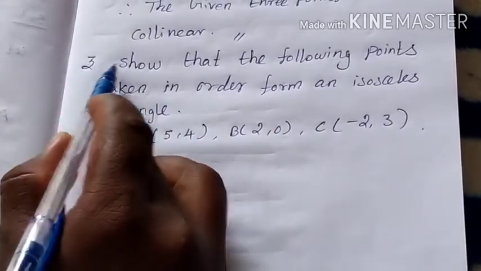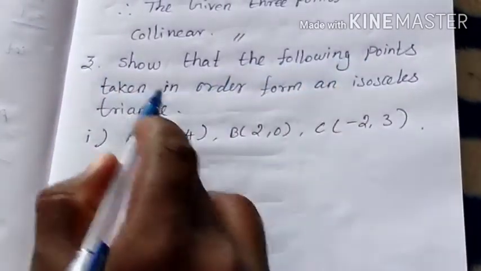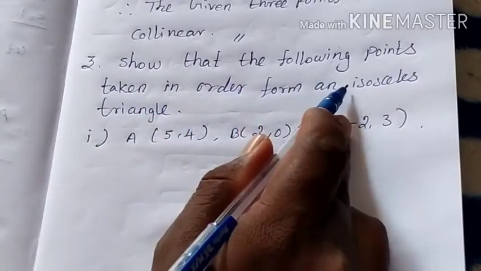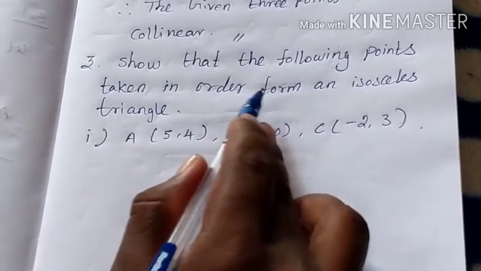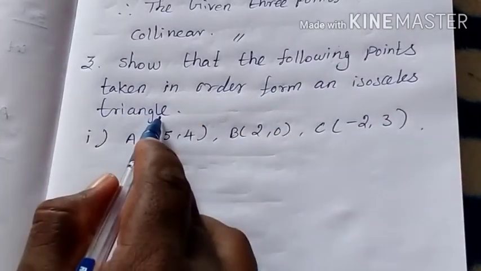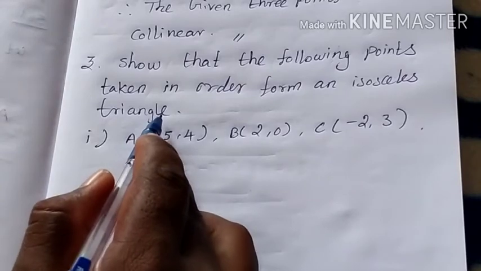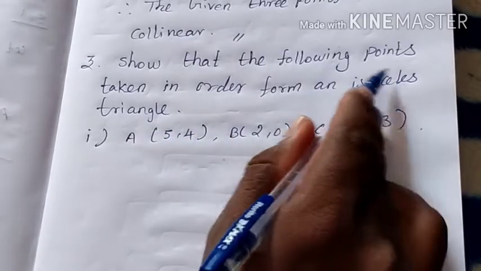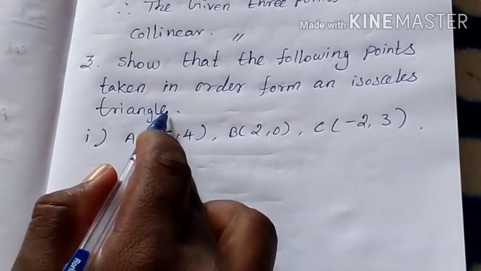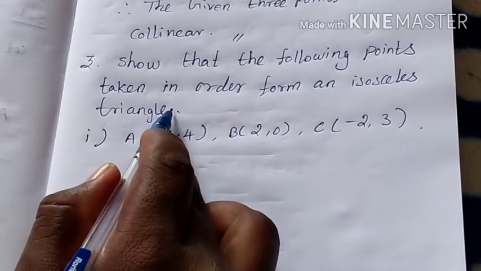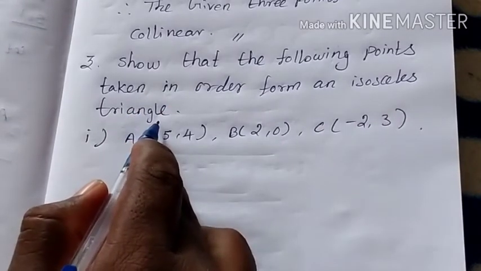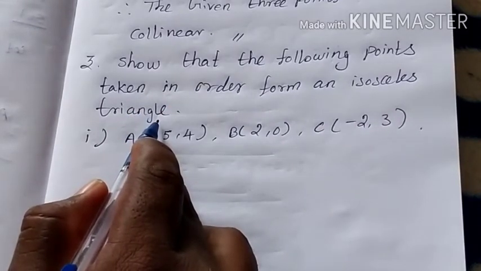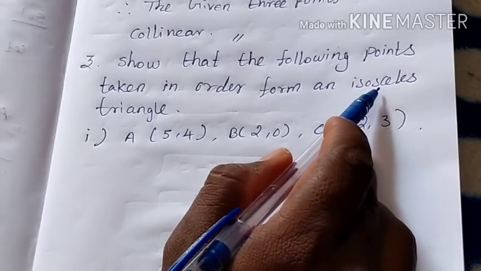Next, the third question: so that the following points taken in order form an isosceles triangle. Show that the given points form an isosceles triangle or not. What is the condition of an isosceles triangle? In a triangle, if any two sides are equal, the triangle is called an isosceles triangle. This is your isosceles triangle definition: any two sides are equal in a triangle.